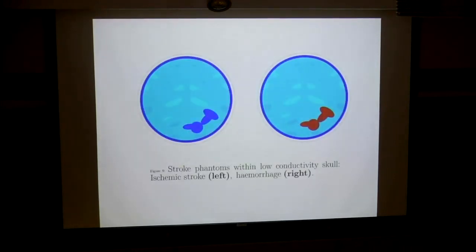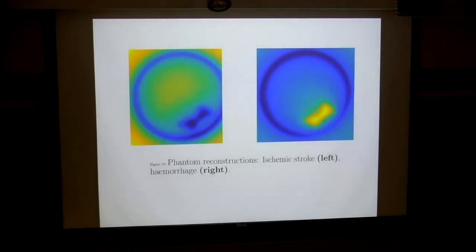So that leads, with considerably more work, into the pictures that I began with, which is when you have two different phantoms, one with an ischemic stroke and one with a hemorrhage, and you hit them with the reconstruction techniques that we developed. Again, this is not just an inclusion, this is an inclusion within an inclusion, and standard EIT algorithms don't respond well to that kind of situation. But nevertheless, we're able to do these kinds of reconstructions, and that's good enough for the binary diagnosis. Is it a stroke or is it a hemorrhage?